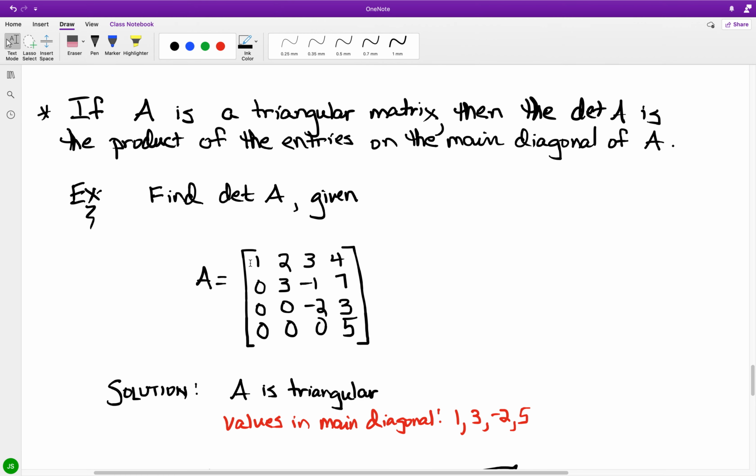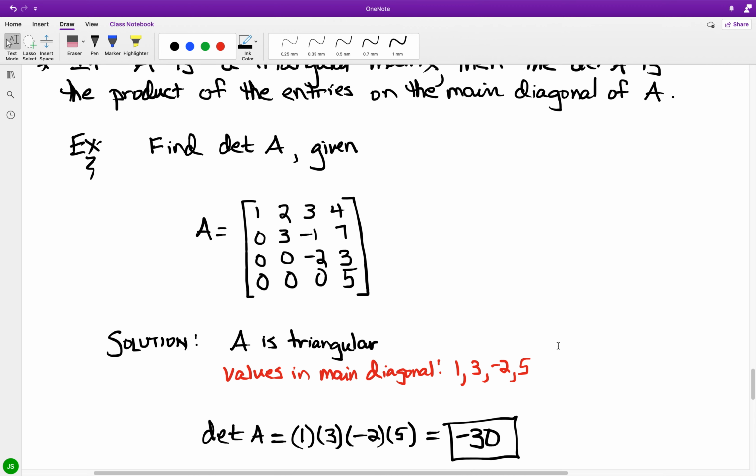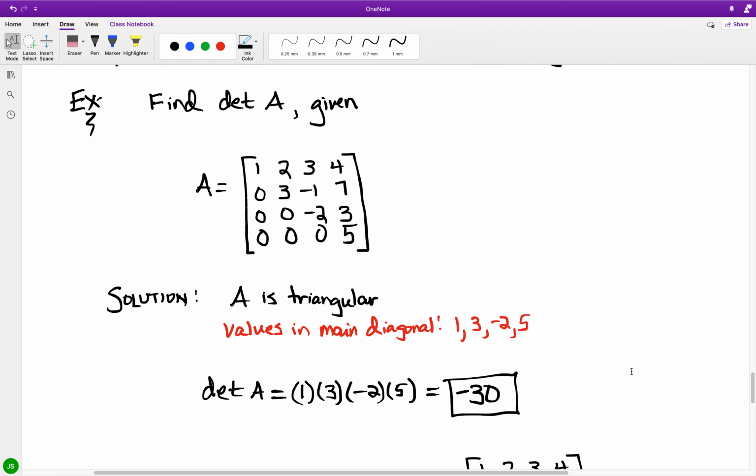So for the main diagonal, we have upper left to lower right in this case. The values in the main diagonal are 1, 3, -2, and 5. Taking the product, that is going to be the determinant of the whole matrix. So in this case, we end up at -30.